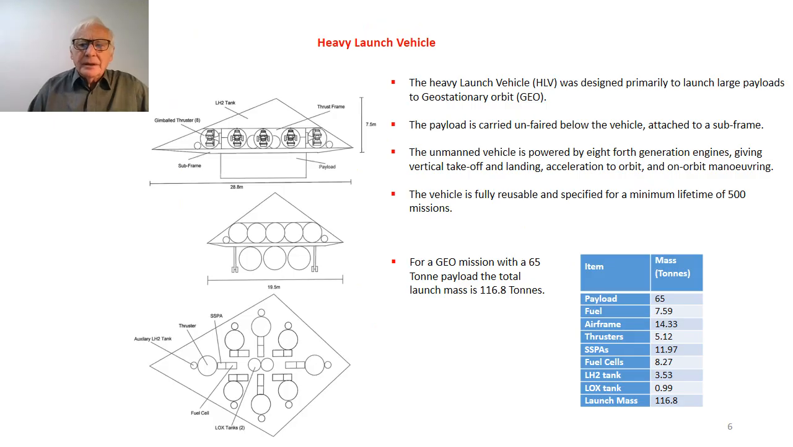The next vehicle design we'll look at is our heavy launch vehicle. This is a design that has developed over many years from an initial suggestion by the US Air Force. They described their requirement as needing a space elevator without the cables. And this indeed is what the heavy launch vehicle is designed to provide. It's primarily to launch large, heavy payloads to geostationary orbit.